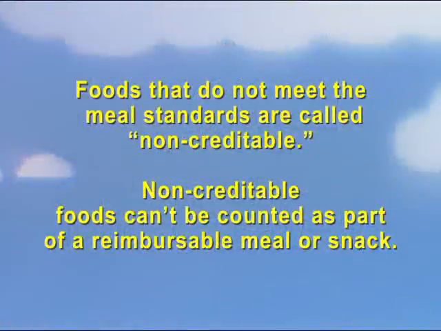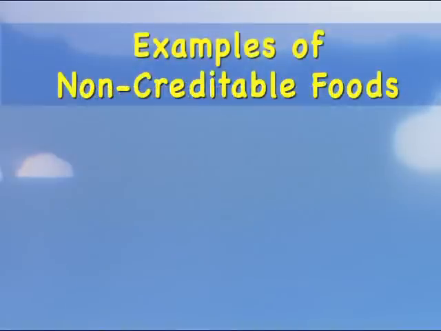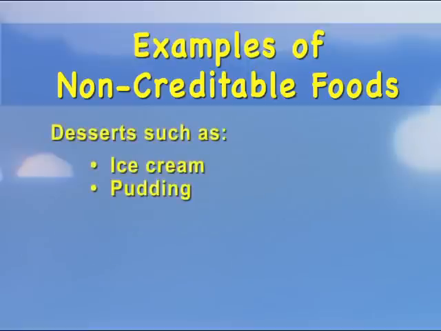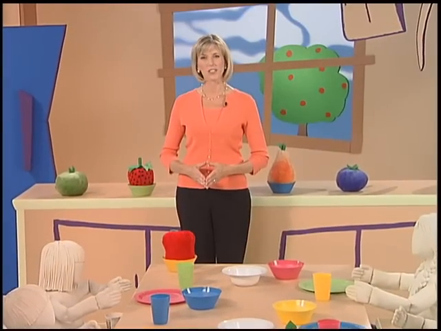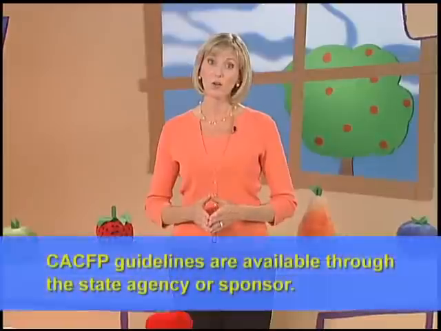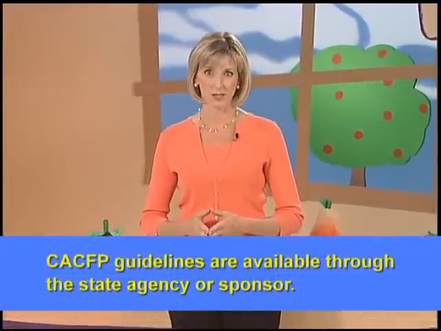Foods that do not meet the meal standards set by the USDA for the Child and Adult Care Food Program are called non-creditable and can't be credited or counted as part of a reimbursable meal or snack. Examples of non-creditable foods are desserts, such as ice cream or pudding, or snack foods such as potato chips. The guidelines you received for participating in the CACFP provide more information about creditable and non-creditable foods. If you do not have these guidelines, they are available through the state agency or sponsor.